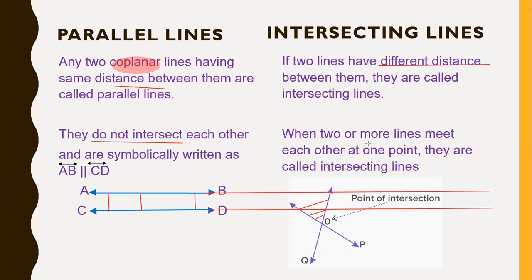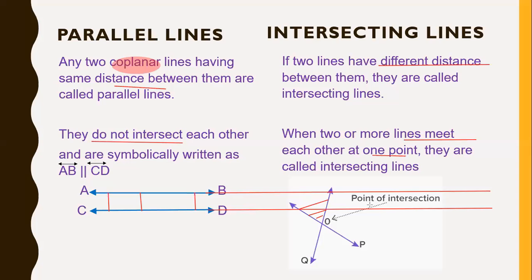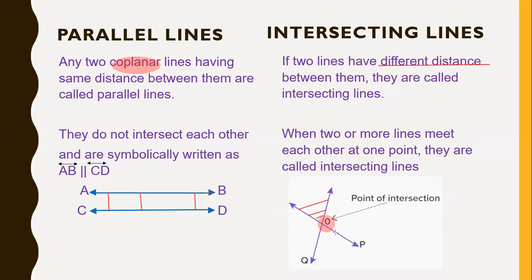Okay, and what about intersecting lines? Intersecting lines meet each other at one point. Okay, and where can they meet? You can see the diagram. From the diagram, it's clear that intersecting lines meet at one point, that is O. Am I right? So, what are parallel lines? Parallel lines do not intersect each other, and intersecting lines meet each other at a single point. And the point here, you can see, is O.